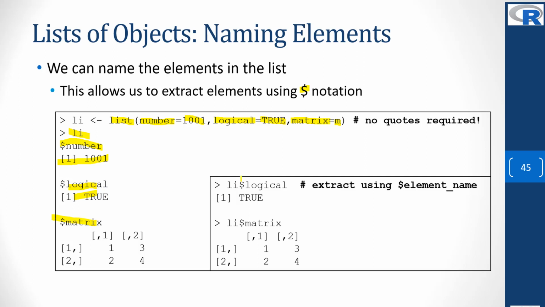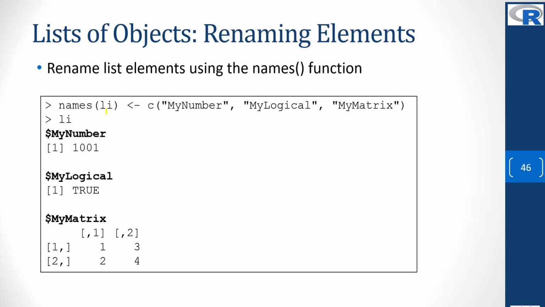If we want to extract a specific element from that list, we can combine the name of the variable with the $ and the name of the element, and it will extract that element. So here we're getting the logical value, and here we're getting the matrix value by using the names that were given to those elements when we created the list. If we want to rename the elements, we can. We just assign a vector of corresponding name values to the list passed to the names function. So li is our list variable. We include it as an argument to the names function, and we use the assignment operator. In this case, we have the 3 elements.